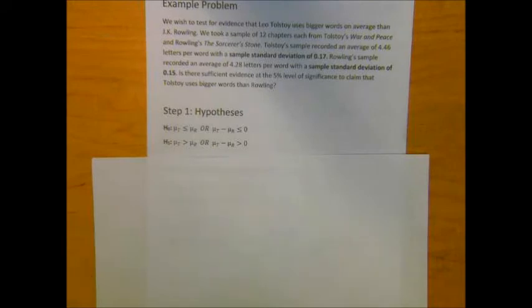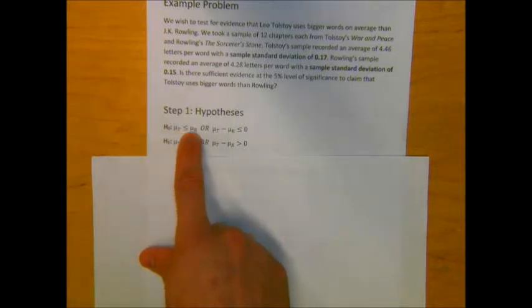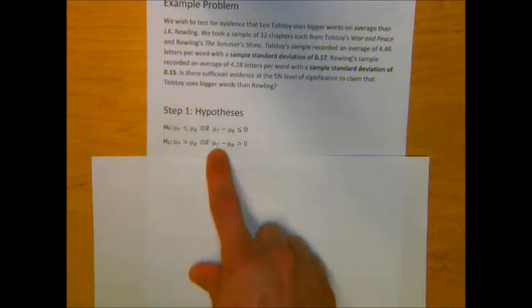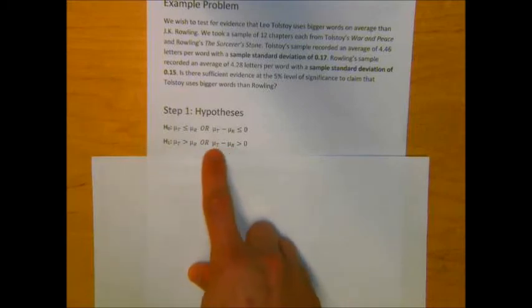The hypotheses in this case are that the average from Tolstoy is greater than the average from Rowling, and in this case we're talking average letters per word. Thus, the null hypothesis is that Tolstoy is no greater than Rowling, that is, less than or equal to. Again, you can rewrite the hypotheses using subtraction if you just subtract the mean of Rowling from each side of the inequality. And now, this might be the best way to subtract them in the test statistic later.